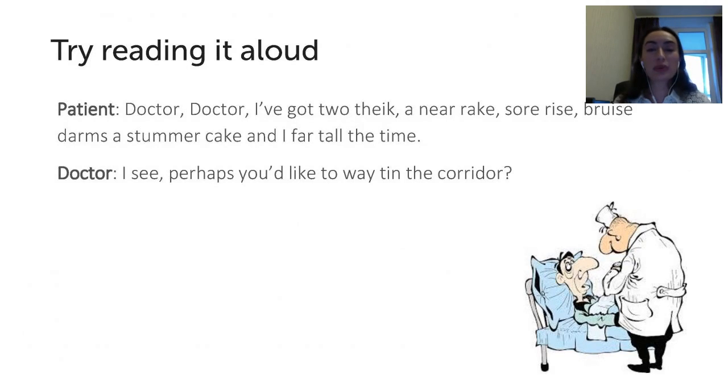So that would sound like: doctor, I've got toothache, and earache, sore eyes, bruised arms, a stomachache, and I fart all the time. I see, perhaps you'd like to wait in the corridor. I mean, it's all clear, right? Let's move on. Yeah, that's funny. But basically, that's how it should sound.